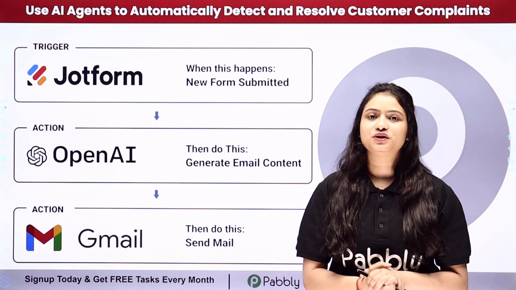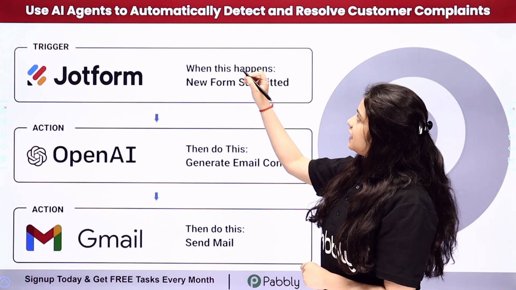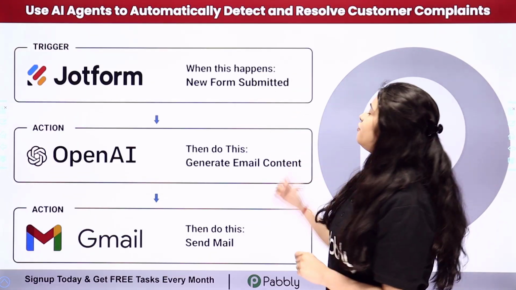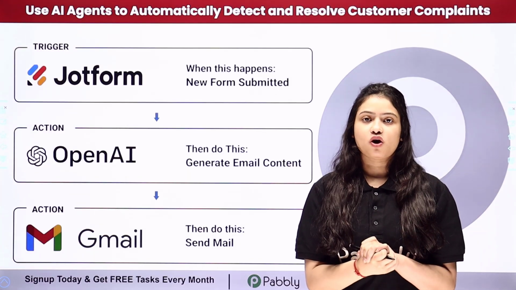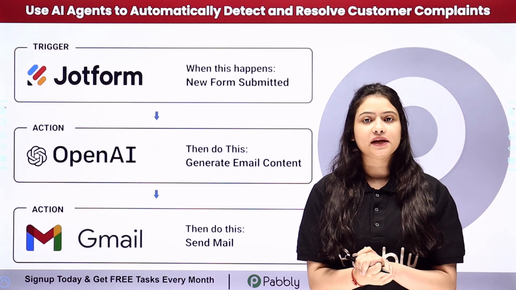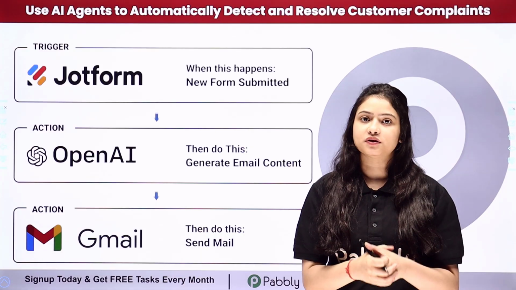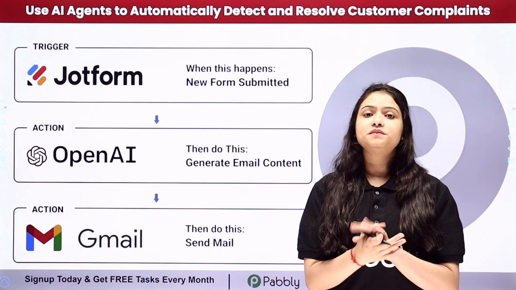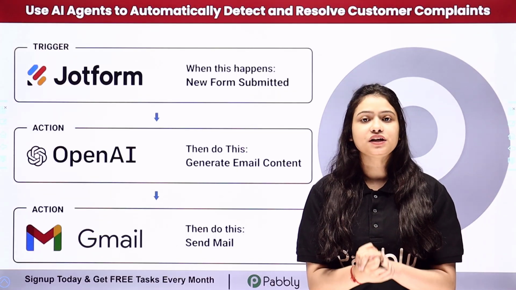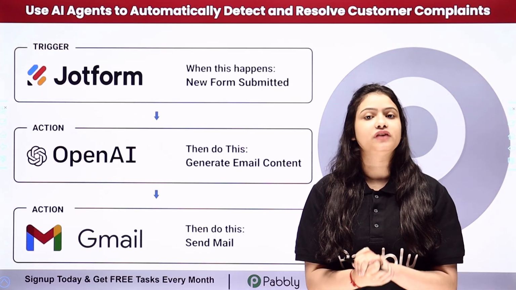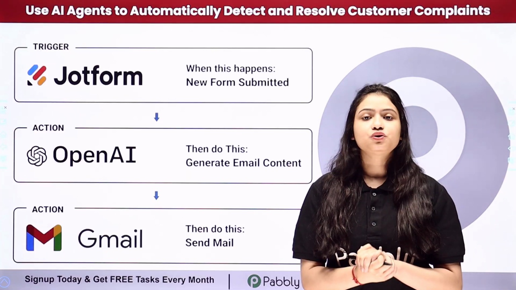In this video, we are going to learn how to use AI agents to automatically detect and resolve customer complaints. So here, as a customer support manager of an e-commerce store, I am receiving multiple complaints as well as feedbacks from my customers through form submission. My objective is to send complaint resolution emails and apologizing emails to each customer who is submitting negative feedback or a complaint through Jotform.